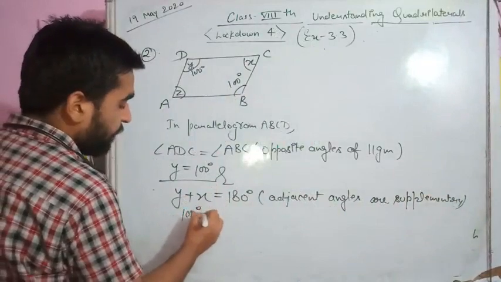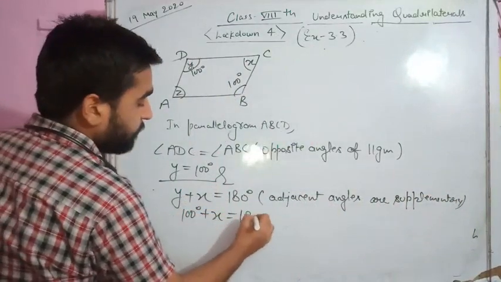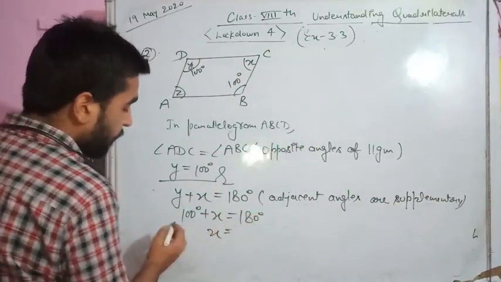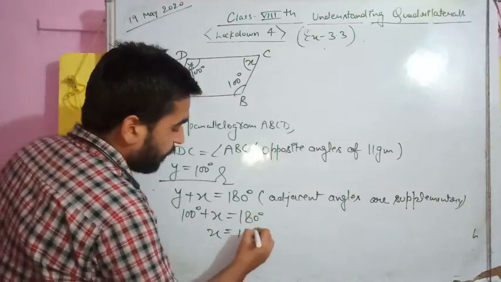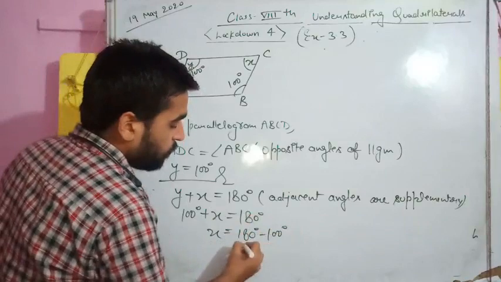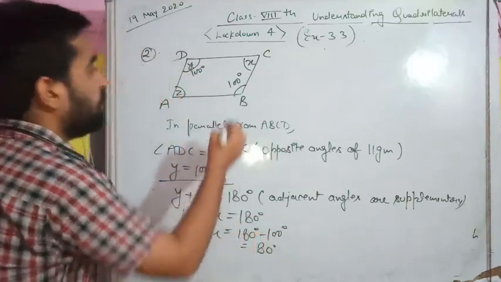So y plus x is equal to 180 degree. Substitute the value of y, that is 100. 100 plus x is equal to 180. Plus 100 shifted to the other side will become minus 100. So this will be 180 minus 100. So x will be 80 degree.